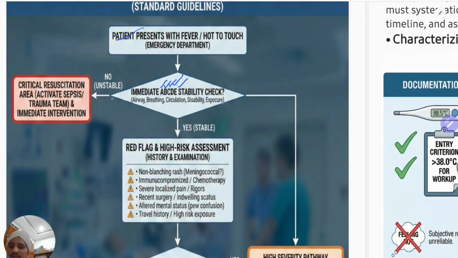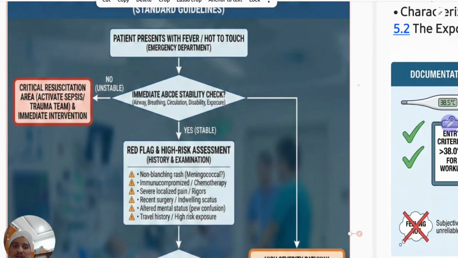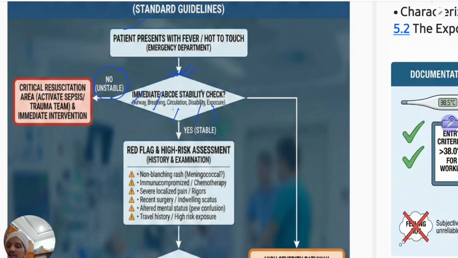So if the patient is unstable, meaning the saturation is falling, or the patient has hypotension, or acidosis is there, or the patient's GCS is low, or the sensorium is altered, or for exposure, if the temperature is very high, like hyperpyrexia, then the patient is considered unstable, and requires a critical resuscitation area, active sepsis and trauma team, and immediate intervention. What will you do in immediate intervention? You will give broad spectrum antibiotics.